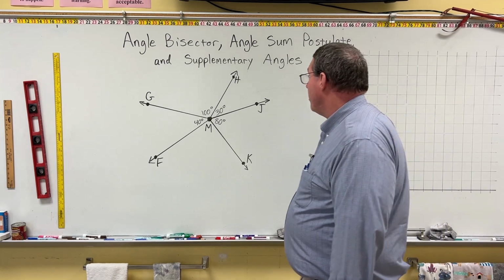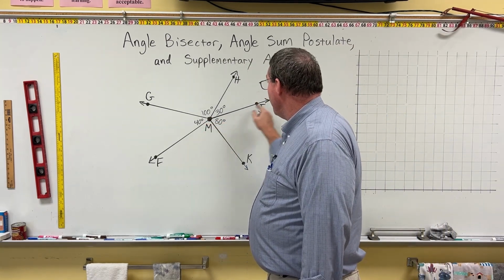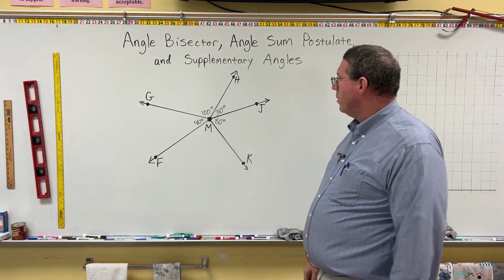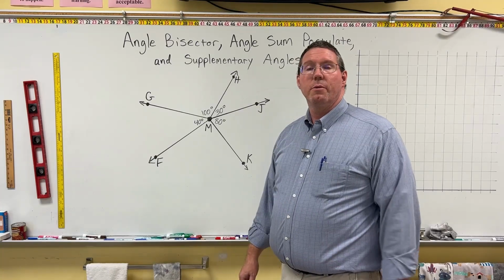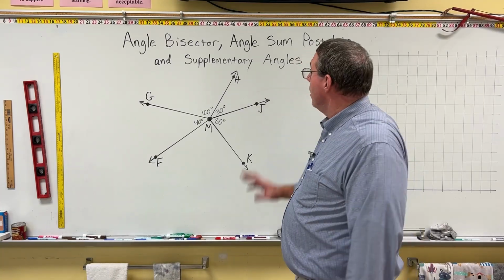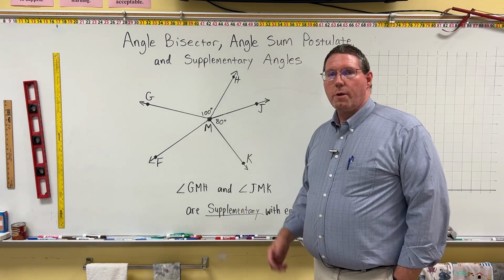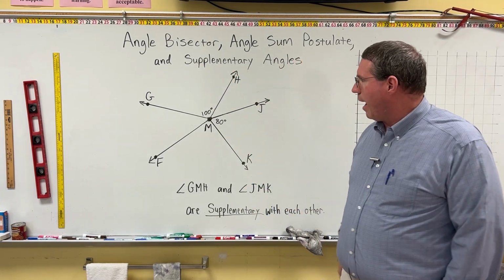And if I wanted to know the angle of something larger, like FMJ, but on the outside, well, that's a little complicated. This isn't exactly to scale either. But I just wanted to give you an example of how we can use the angle sum postulate. Okay, and so the last thing that I want to mention is what are supplementary angles.